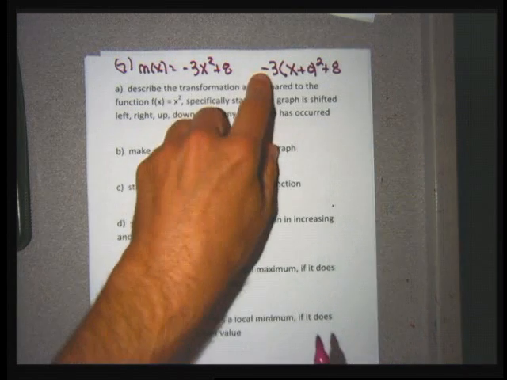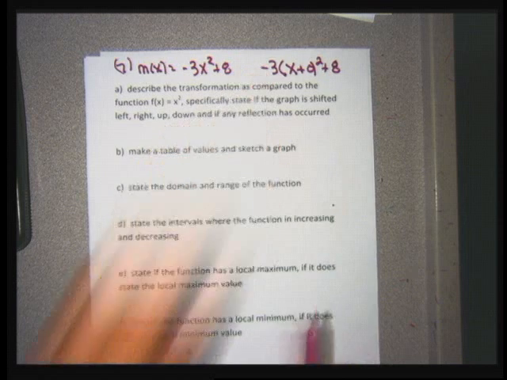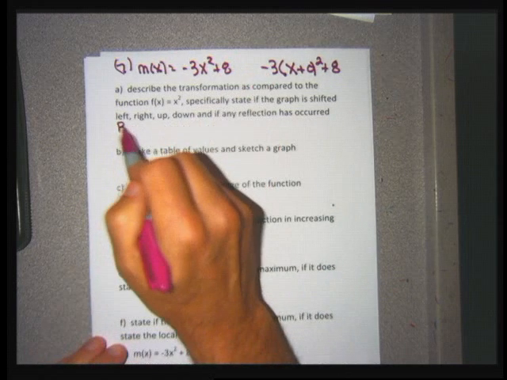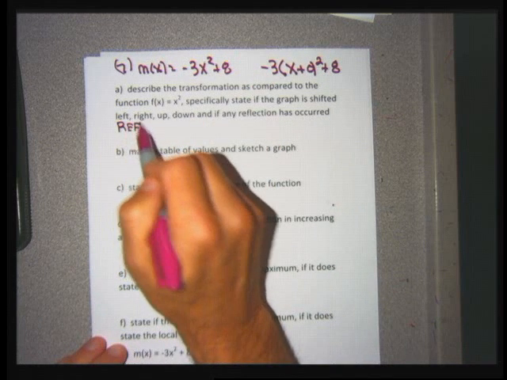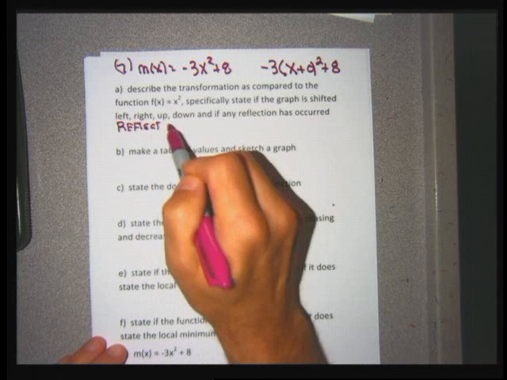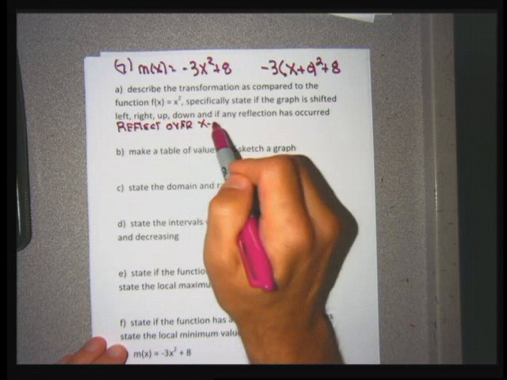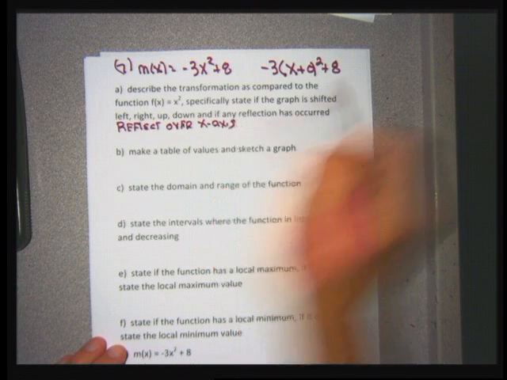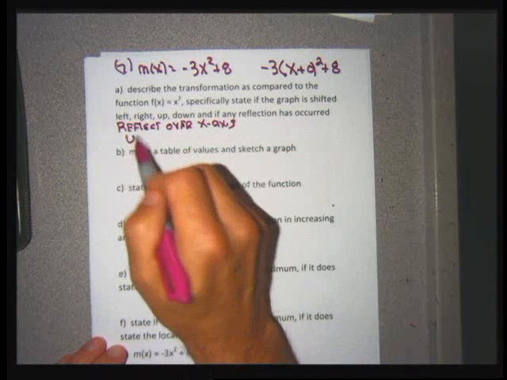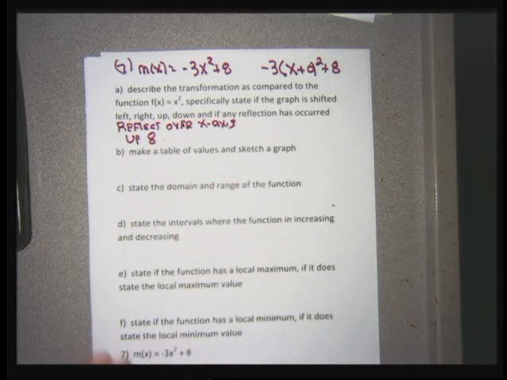The negative in front of this is going to be reflected over the x-axis. So that's something I'm responsible to in my description in part A. It's going to be turned over. If you just said it's flipped over, that would be completely fine. This plus 8 is going to move it up 8. Those are the two things that you're responsible for.